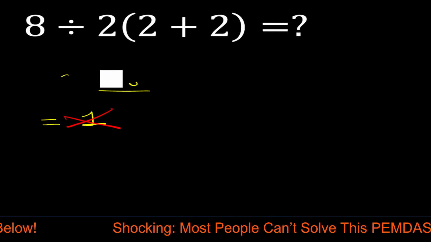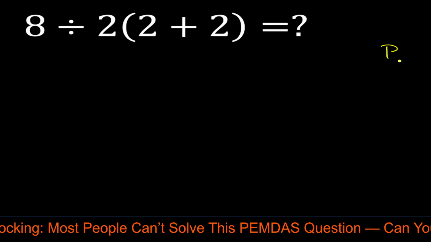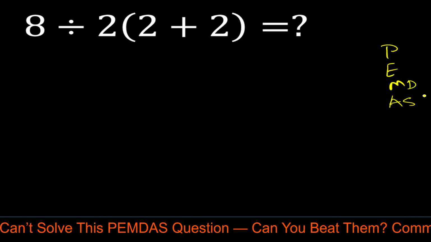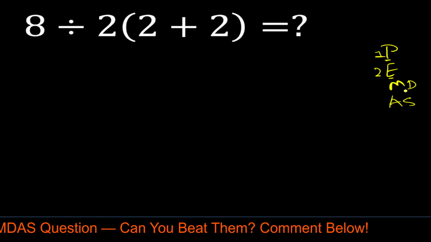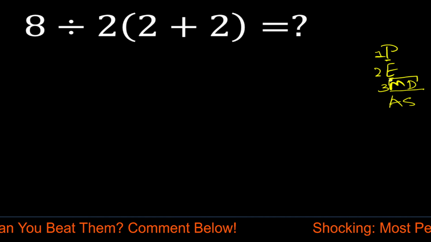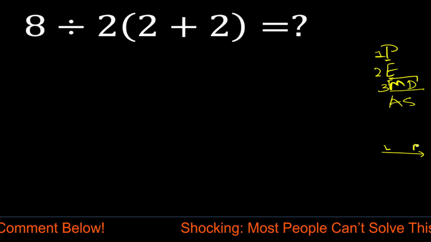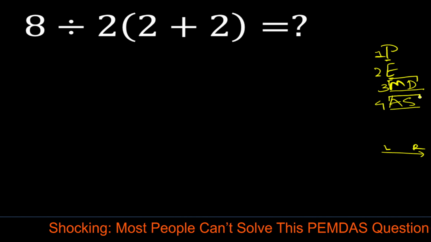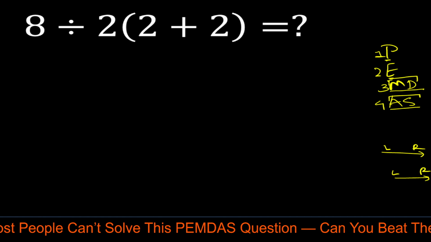So now let's solve this problem correctly by using the PEMDAS rule, right? PEMDAS. According to PEMDAS, first priority is parentheses, then second priority is exponents, then third priority is multiplication and division. Here multiplication and division both have equal priority, so we have to solve it from left to right. Then fourth and last priority is addition and subtraction.